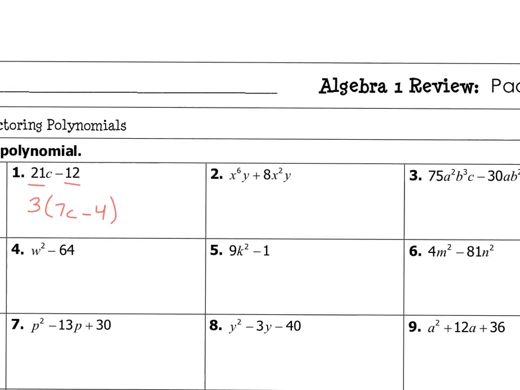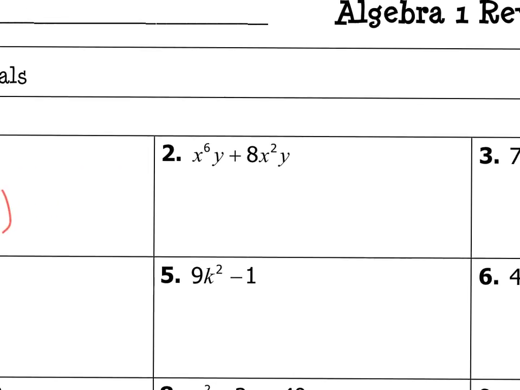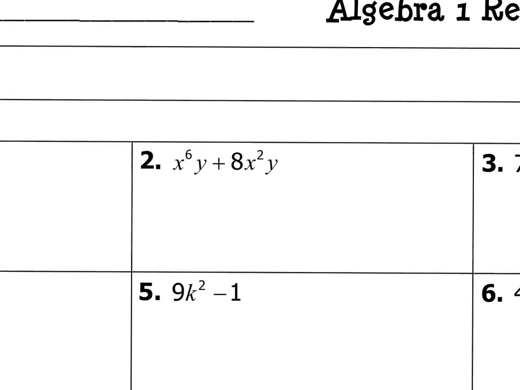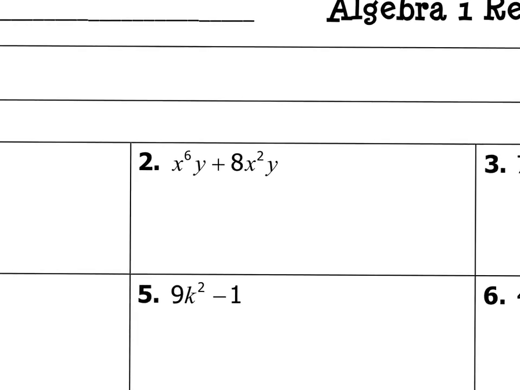Number 2, first we look at the coefficients. So the coefficients in this polynomial are going to be 1 and 8. So it doesn't really help us out with factoring a number component. But we can factor out some variables. So after we look at the coefficients, we look at the variables next. See if they share any common variables, and they do. They have an x that they both share.